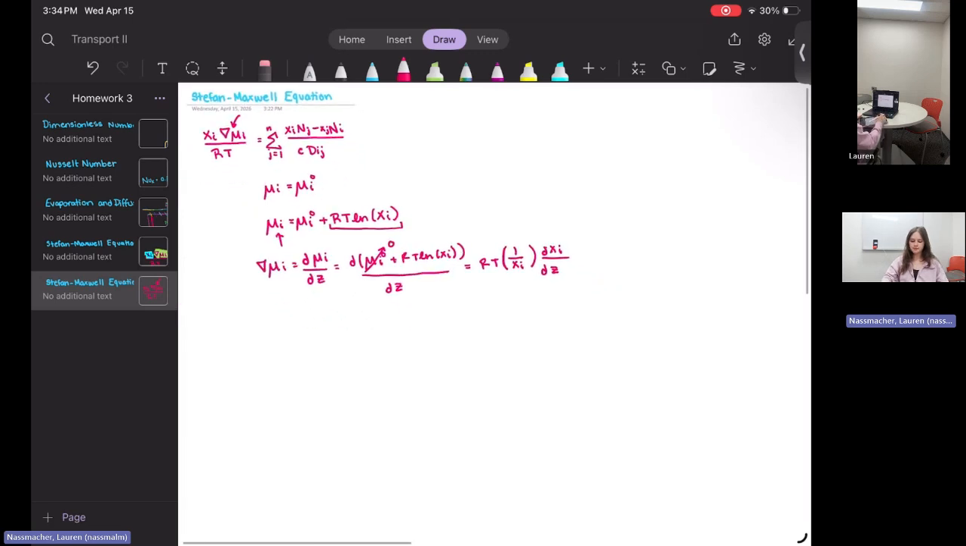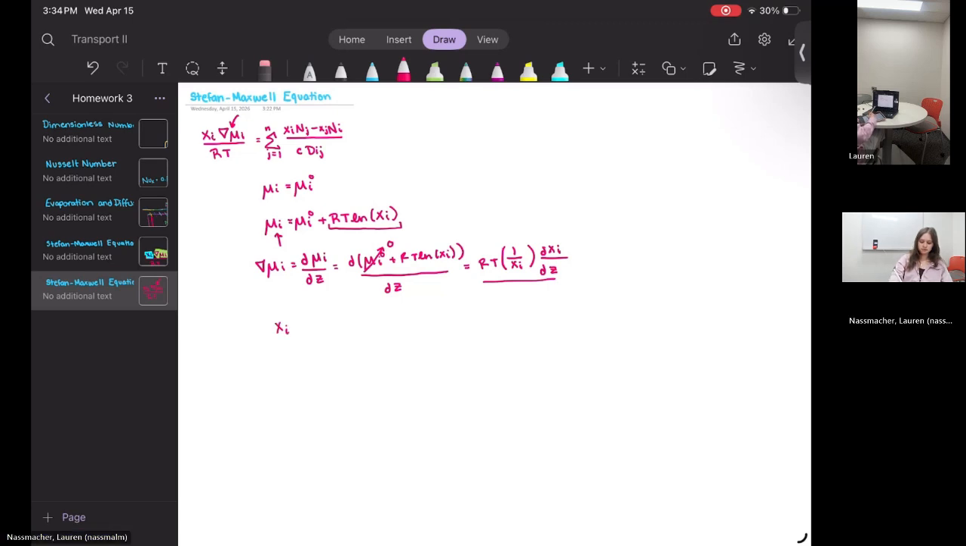From here, we can plug our equation back into the Stefan-Maxwell equation. So take this and plug it in for the gradient of our chemical potential. We get our mole fraction of i multiplied by RT times 1 over the mole fraction times the derivative over RT. And this equals the same right side. So the right side is going to be identical to the original Stefan-Maxwell equation.